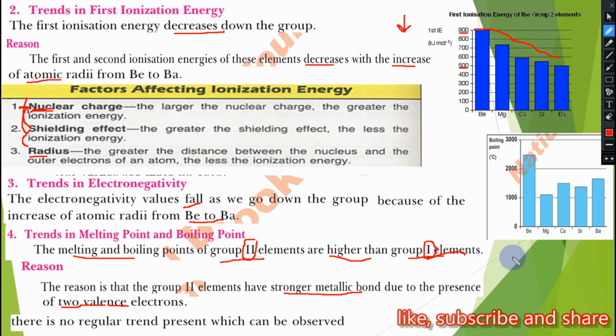But the trend in melting and boiling points of alkaline earth metals is not regular. It is not a regular trend like this one, which decreases down the group. Here there is no regular trend. This one has a high melting point, this is lower, this is again high, this is lower, this is again high. There is no regular trend observed in the melting and boiling points of the alkaline earth metals.